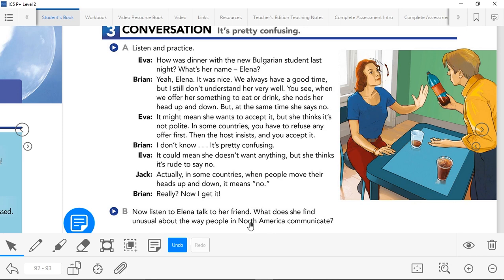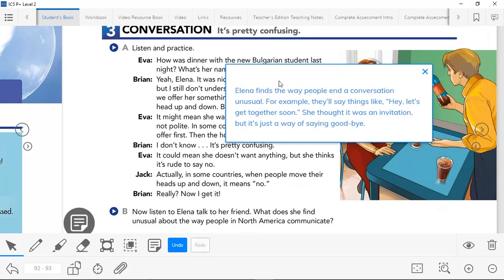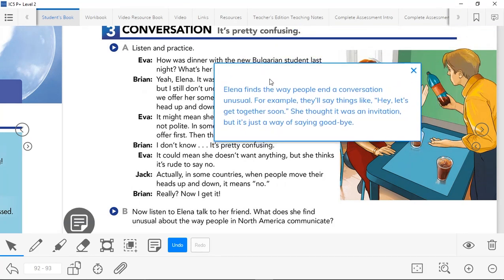What does she find unusual about the way people in North America communicate? Did you get the answer? Let's check. Well, Elena finds the way people end a conversation unusual. For example, they'll say things like, "Hey, let's get together soon." She thought it was an invitation, but it's just a way of saying goodbye.